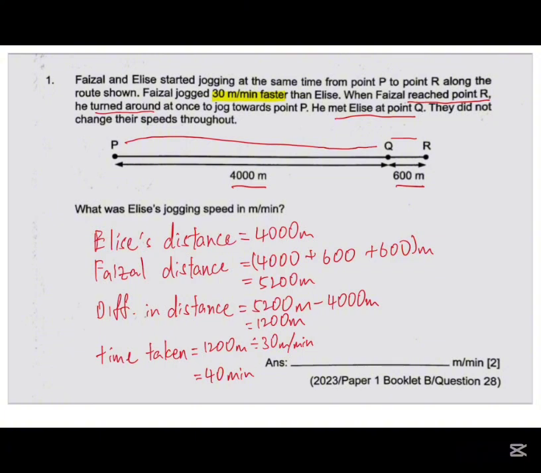So for Alice, to calculate Alice's speed in meters per minute, we just need to take Alice's distance traveled, which is 4,000 meters, divided by the time taken, which is 40 minutes. So Alice's speed equals 4,000 meters divided by 40 minutes, which equals 100 meters per minute.